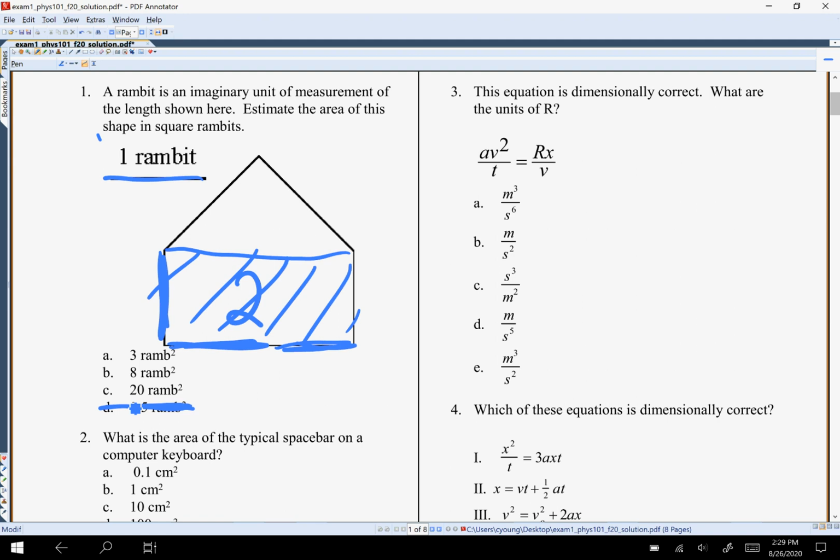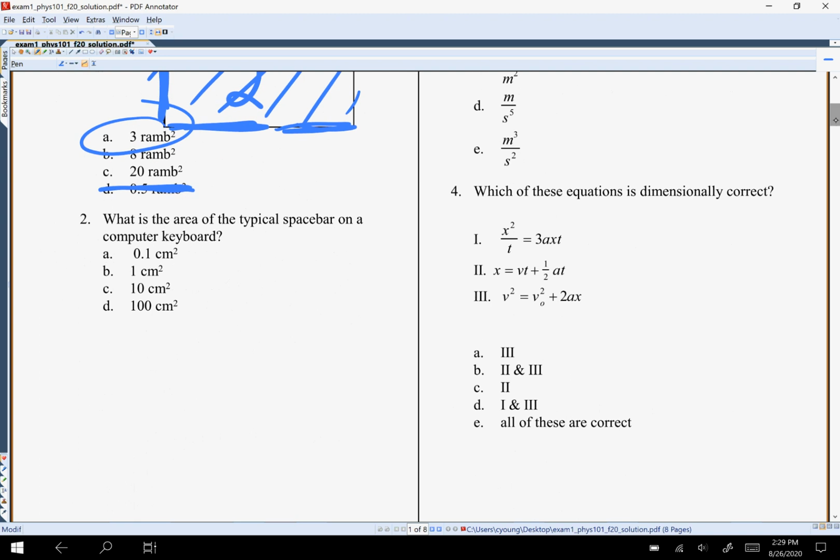And then this upper part right here, well, this is a little bit more than a rambit. It looks like maybe 1.5 or so. So I would say that this is about a half of a rambit. So the area of a triangle is 1/2 base times height. And so if this is about one rambit or a little bit more, and this is about one rambit or a little bit more, actually I think it's a little bit more. So really I'm looking at a little bit more than a half to maybe one rambit. So really the only closest thing that I have there is going to be 3 rambits.